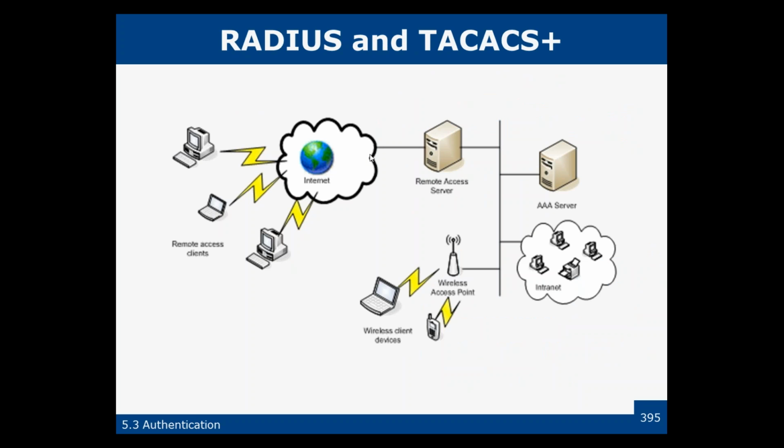Radius and TACACS are used typically for wide area authentication. What we have in these things is a remote access server, and back here's the AAA server. Authentication, authorization, and accounting is what these things stand for. We have different users on the internet trying to get to the remote access server, maybe to get to a wireless access point. We use Radius to authenticate these things, and Radius is just simply the protocol.